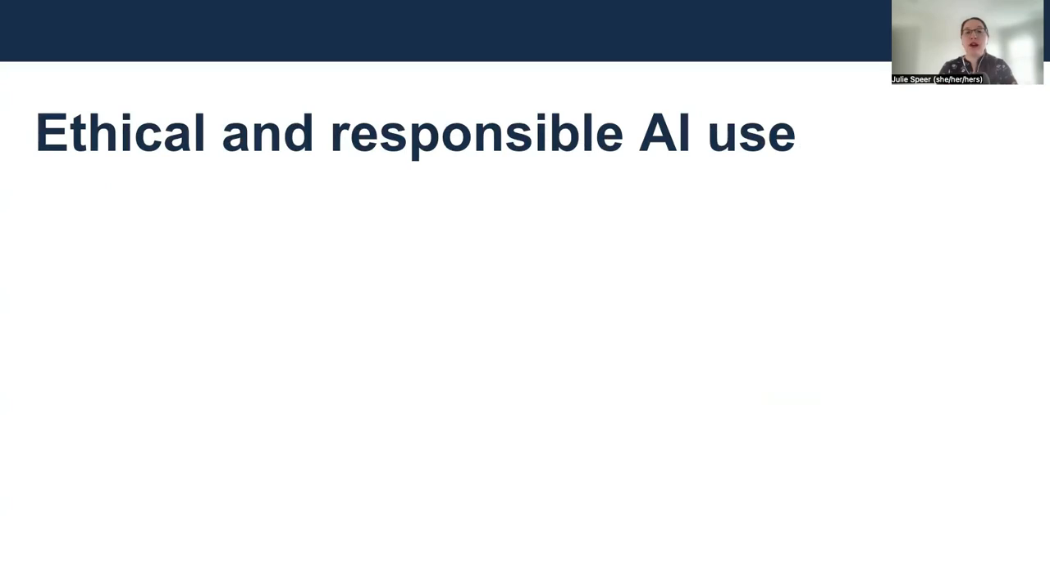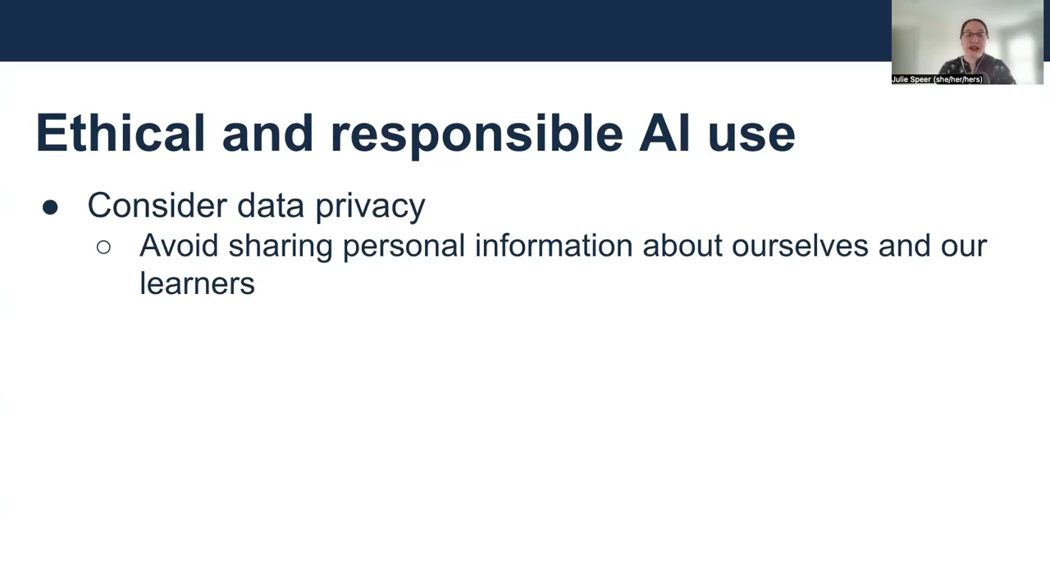Just like we want to help our students use AI ethically and responsibly, it's important that we do the same too. We want to consider data privacy as part of that, and we want to avoid sharing personal information about ourselves and our learners. You'll note in the example that I gave, I'm not sharing data from the students or their outcomes into the AI, but instead I'm sharing my personal reflection.